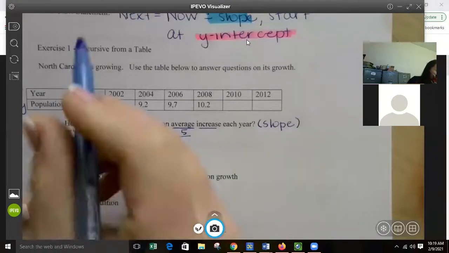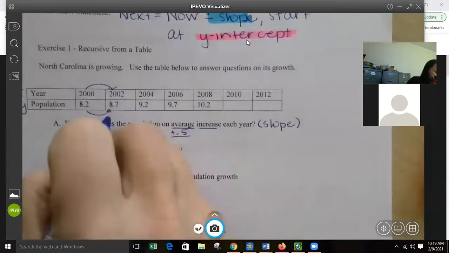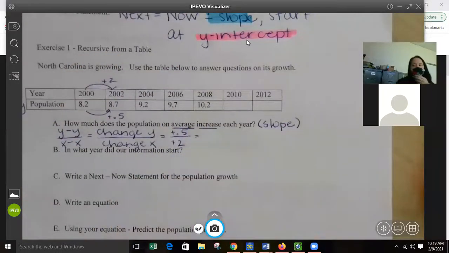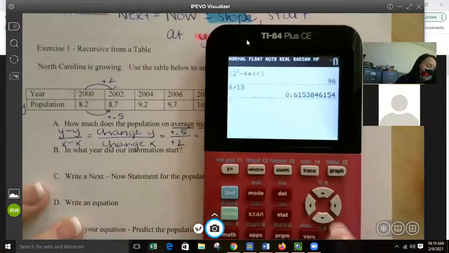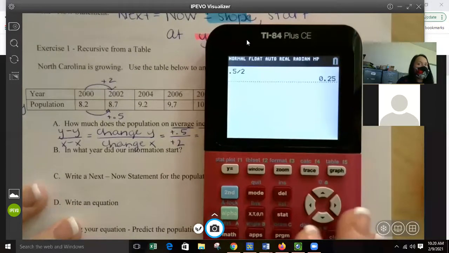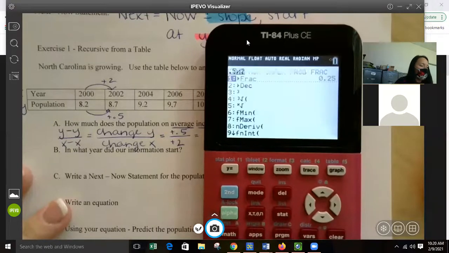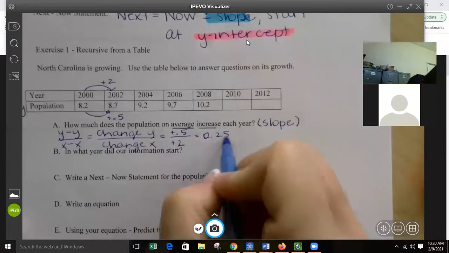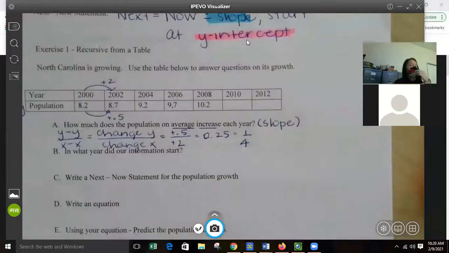On the bottom, what was your change in x? How do I get from 2000 to 2002? So I'm going to put it on the bottom. And then I'm going to use my calculator. 0.5 divided by 2 gives me 0.25, or if I do math, enter 1/4. I don't care which one you give me if you're working on EDIA, which you are not today. But if you were working on EDIA, you could put in either one, okay? The only decimal you can't put in is if it's like 0.33333. We got to change that. This decimal would be okay.